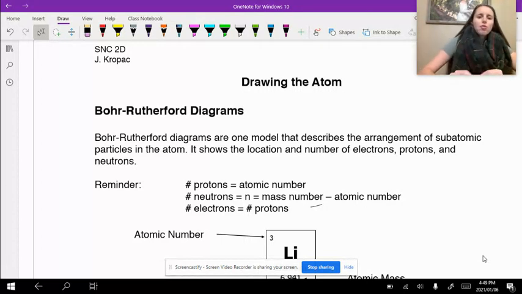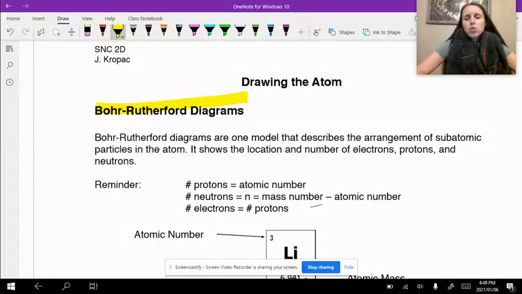So just a reminder of what a Bohr-Rutherford diagram is. A Bohr-Rutherford diagram shows us where things are in the atom. So essentially it shows the location of the electrons, the protons, and the neutrons. Remember that the protons and the neutrons are located in the nucleus, and the electrons are orbiting on the outside.